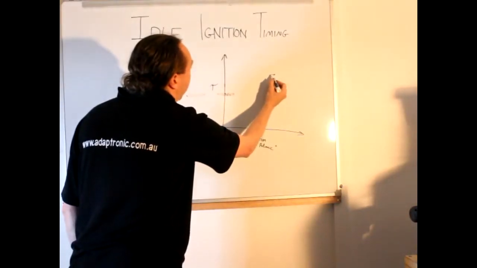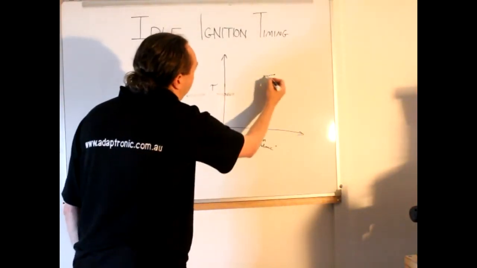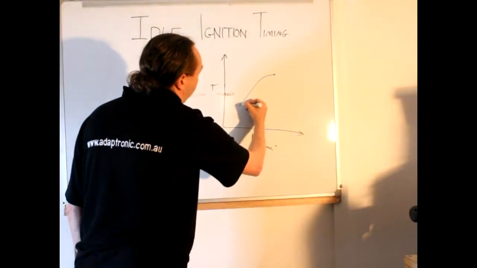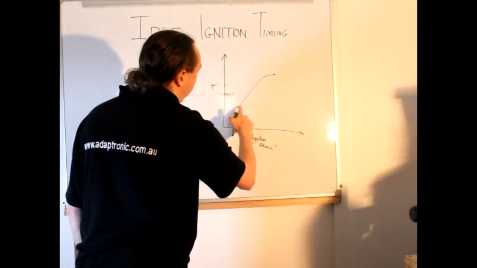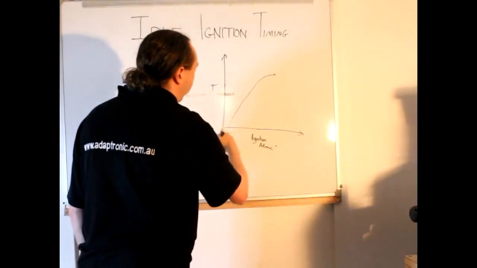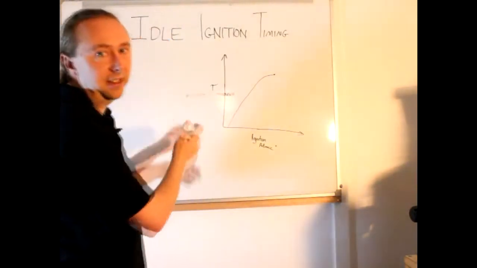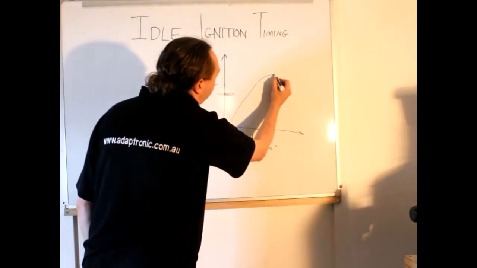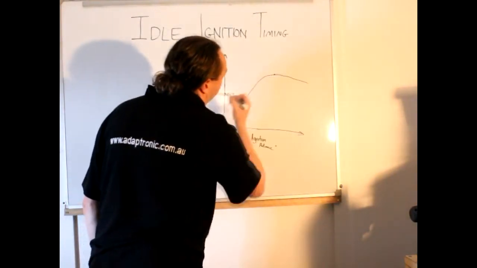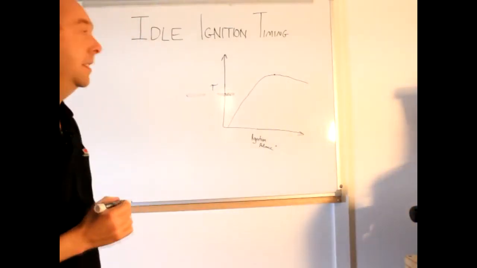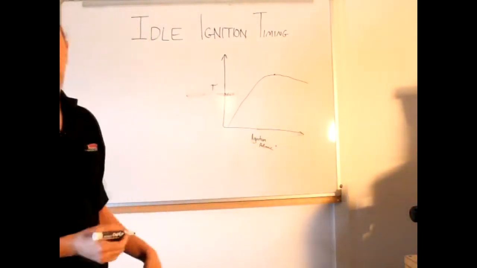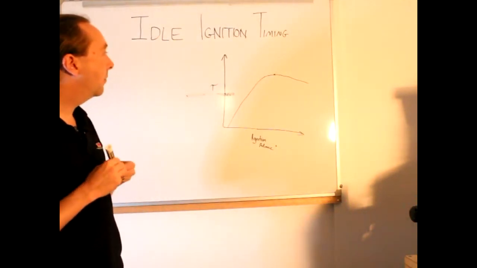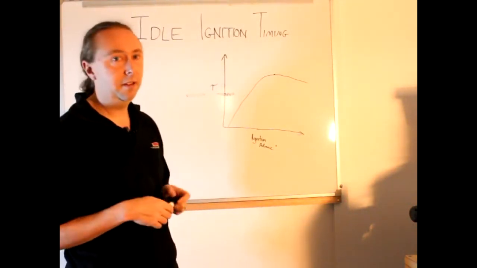And around that point, it doesn't really change that much. But as you retard the ignition timing from there, the torque reduces a lot. I don't know if it goes down to zero, but you get the idea. That's the basic shape of the curve. Now, when you advance ignition past that point, the torque does drop off as well, but it doesn't seem to drop off at the same rate. I'll leave it to your imagination as to why that might be. But that's basically the shape of the curve.